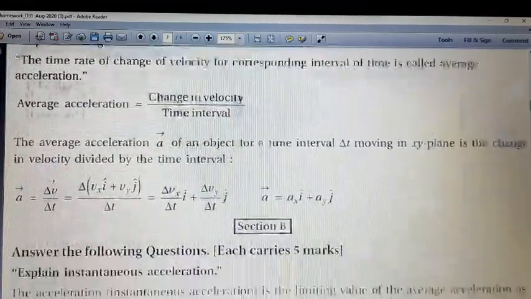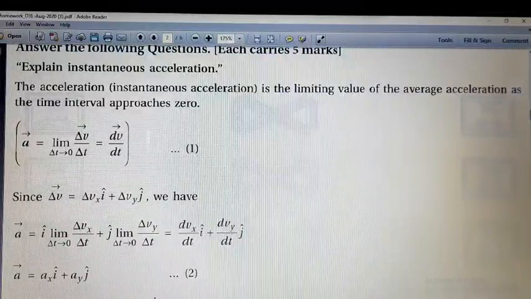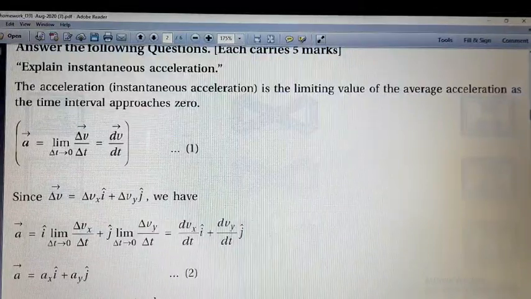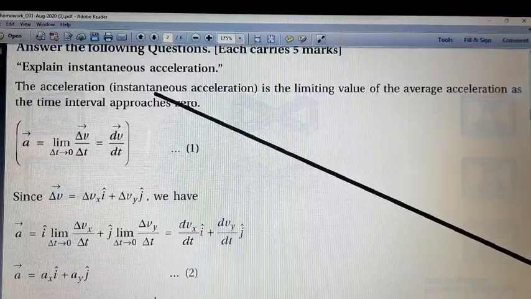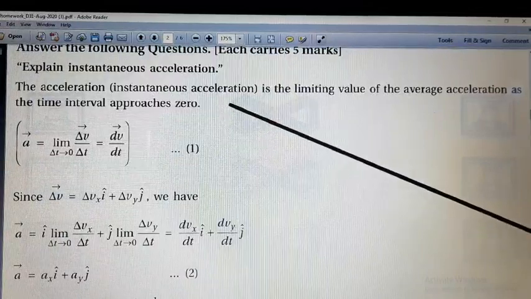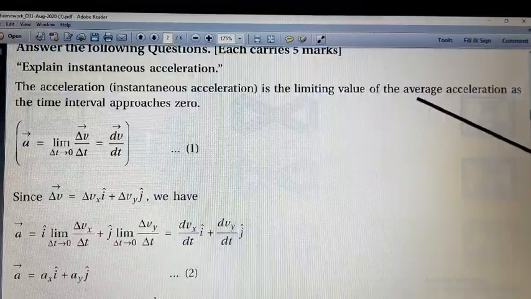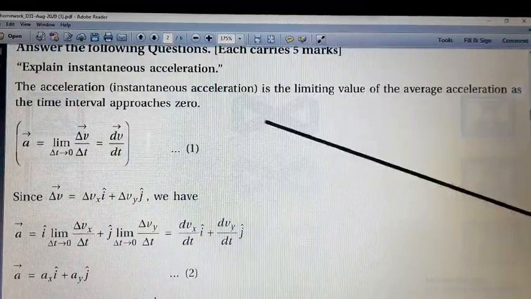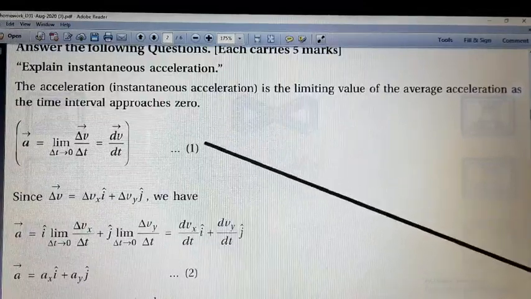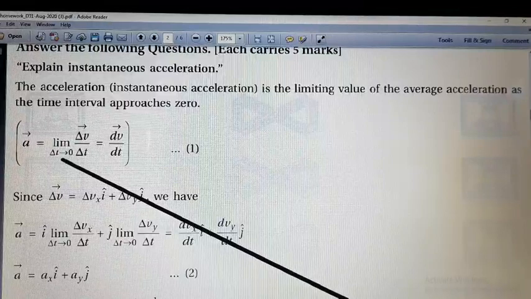Next question: explain instantaneous acceleration. Instantaneous acceleration is the limiting value of average acceleration as the time interval approaches 0. Means now we take the limit delta t tends to 0.